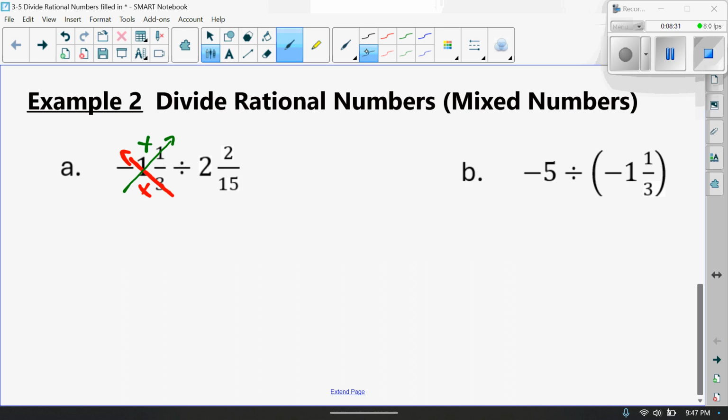So we've got 3 times 1 is 3, plus 1 is 4. So this is going to be 4 thirds, and of course that's a negative. We're going to continue writing division for now, because we're not going to do keep, change, flip yet. Now we change the second fraction to an improper fraction. So 5 times 2 is 30, plus 2 is 32. So that's 32 over 15. And now we're going to multiply by the reciprocal. We're going to keep, change, flip.